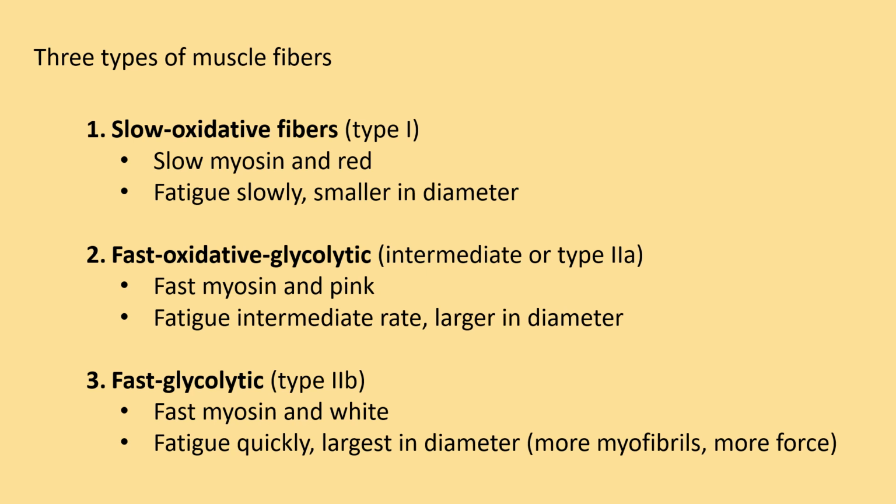Those are the fast glycolytic fibers. So these fast glycolytic fibers have fast myosin. They can reach peak tension in a shorter amount of time. And these muscle cells rely on glycolysis as their primary means for generating ATP. Glycolysis is faster, but it doesn't generate nearly as much ATP as oxidative phosphorylation.